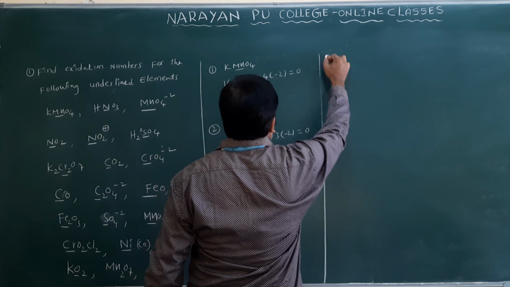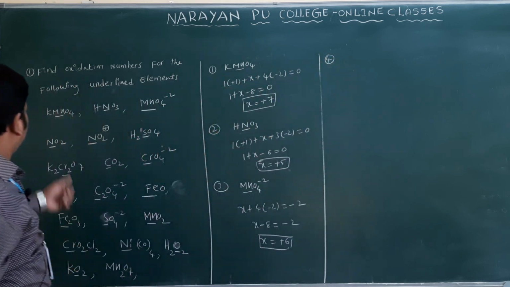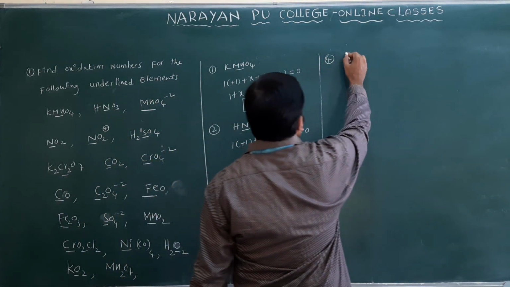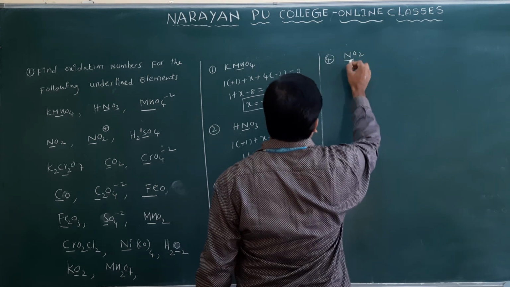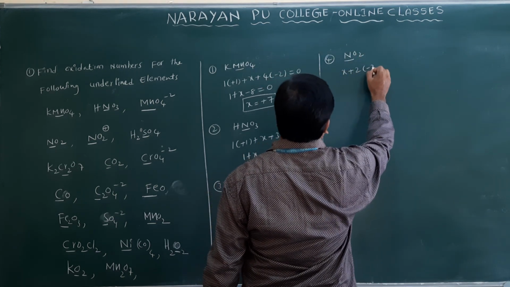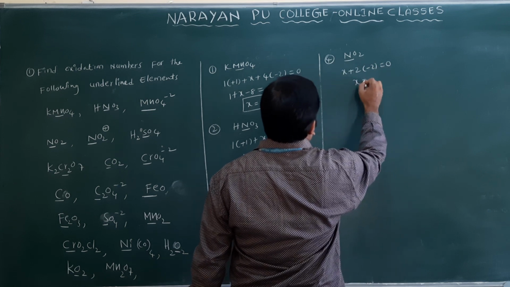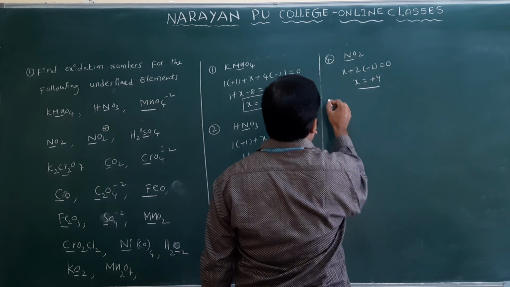The next one, the fourth one, is NO2. For nitrogen, X plus 2 into -2 is equal to 0. X equal to +4 you will get.